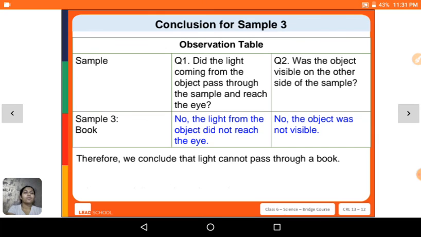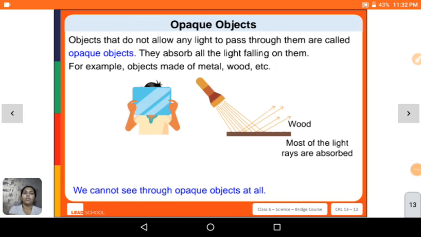So the first question is, did the light coming from the object pass through the sample and reach the eyes? No, the light from the object did not reach our eyes. And was the object visible on the other side of the sample? No, the object was not visible. So write these questions for each sample, for glass, for plastic bag, or book or paper. Write these three also in your notebook.